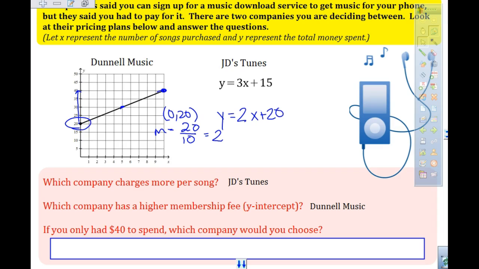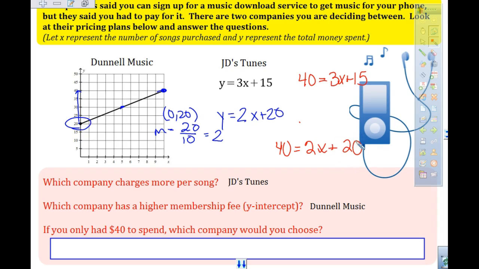If you only had $40 to spend each month, right? Monthly service. Which company are you going to choose? So, what I would like for you to do is right behind each of these equations, put in x equals 40. Okay? Is 40 the x or is it the y? Y. It's the y. So you want to go something like this. 40 equals 3x plus 15 and solve. And this one you want to go with 40 equals, not 2 times 40, but 2x plus 20.